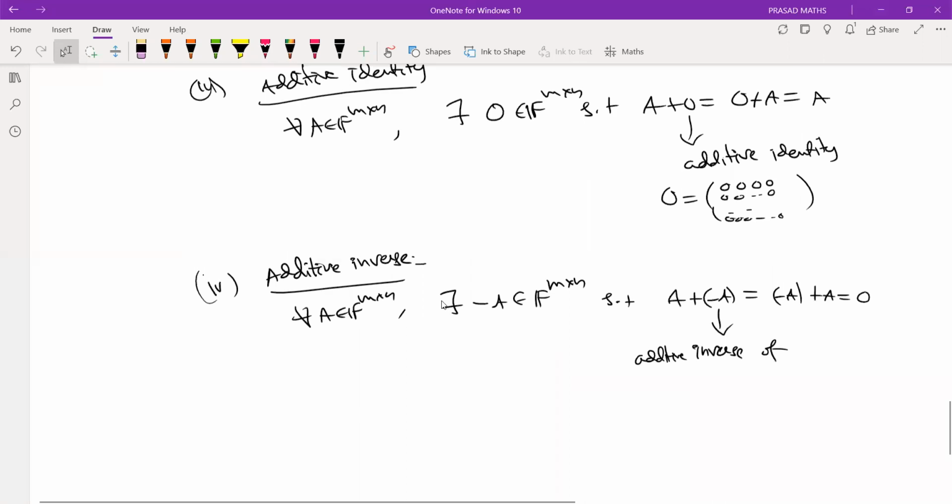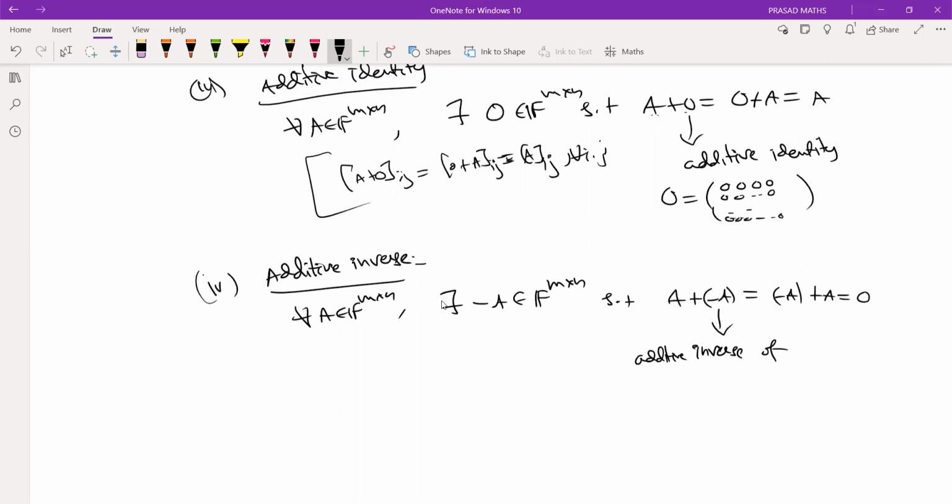You can easily check it, these are equal matrices. You need to check it by taking the corresponding entries, by showing that the corresponding entries of A plus 0 are the same as those of 0 plus A. This is true for every i, j. It's a simple exercise, straightforward. So this is the additive inverse of a matrix A.